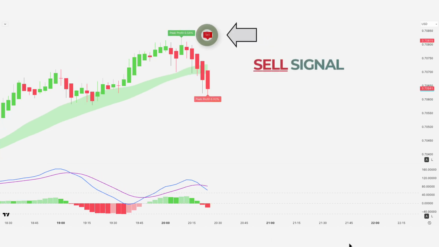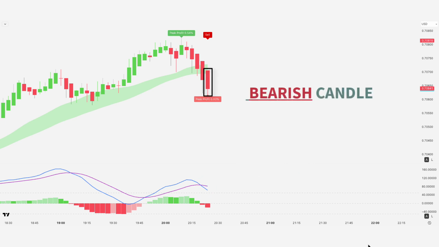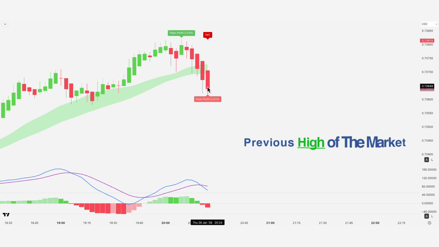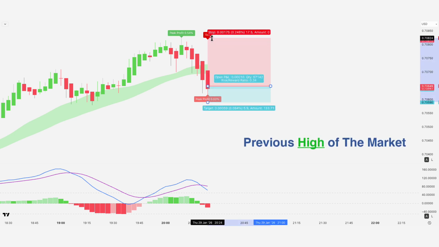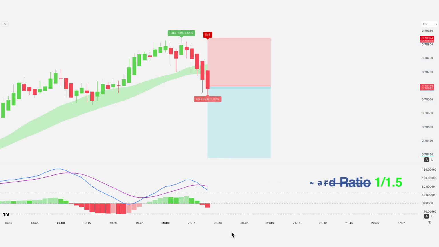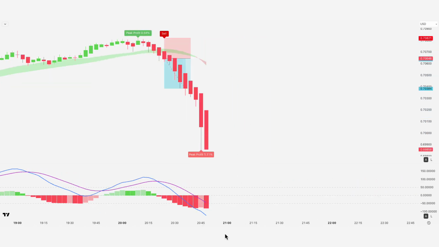Here, the Ultimate Algo arrow of this indicator is a sell signal. Here, the purple line of Volatility Adjusted is above the blue line. Here, the market has made a bearish candle to give confirmation. So all our conditions are being fulfilled, so we are placing an order to sell. Our stop loss is to be placed at the previous high of the market, and the risk-to-reward ratio will be 1:1.5. We have won the trade. Let's find the next trade.